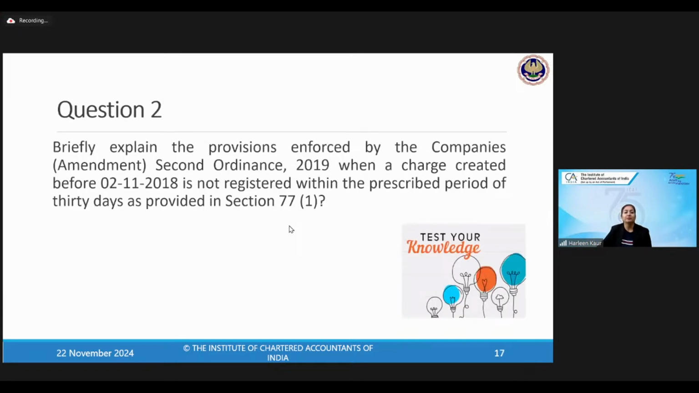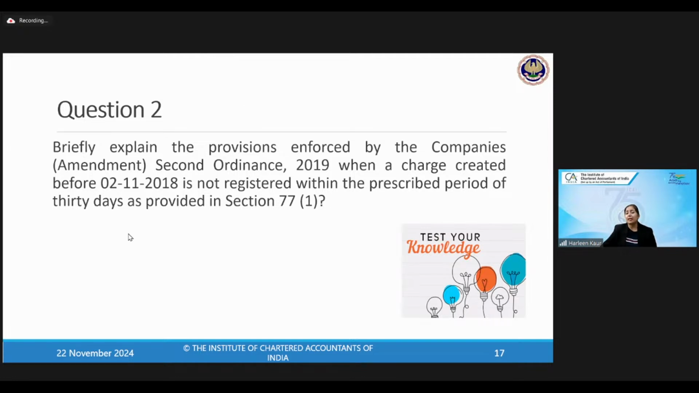Very well done. Briefly explain the provisions related to enforced by Companies Amendment 2nd Ordinance 2019, where the charge created before 2nd November is not registered within 30 days. Then what will happen? Now see, it has asked you specifically before 2nd November. Then what will be the time period of extension given? 30 days, 60 days, or what?